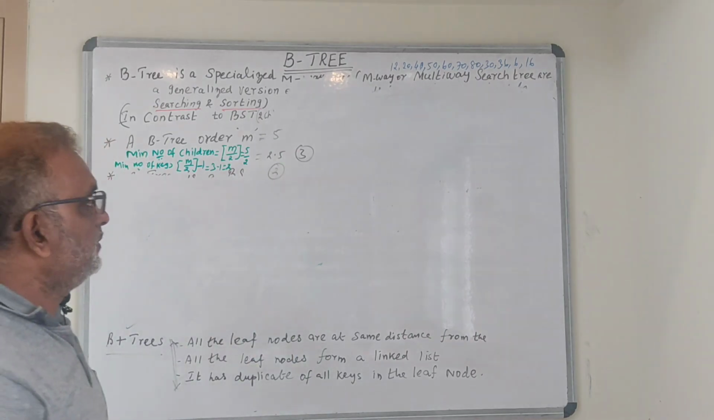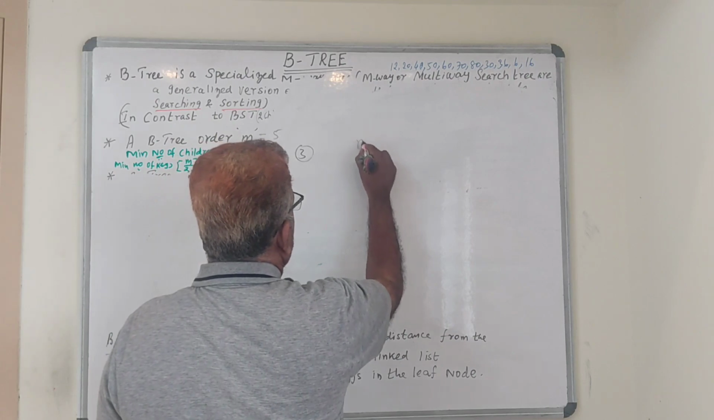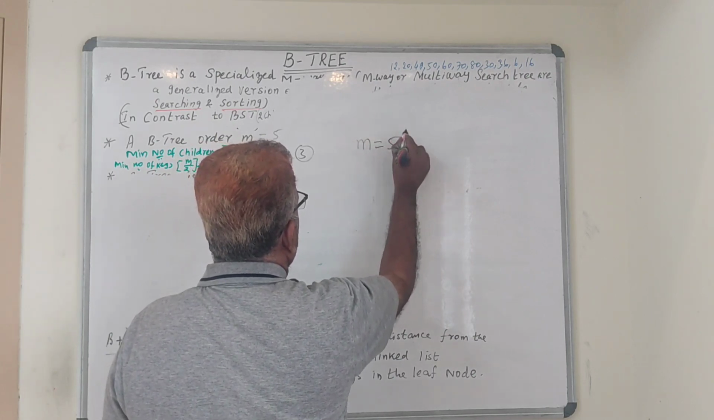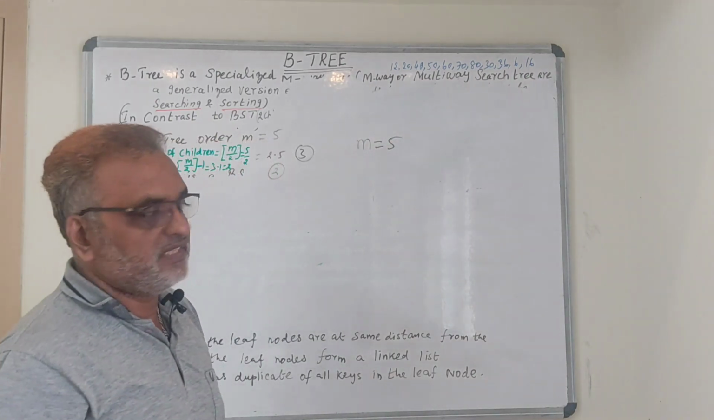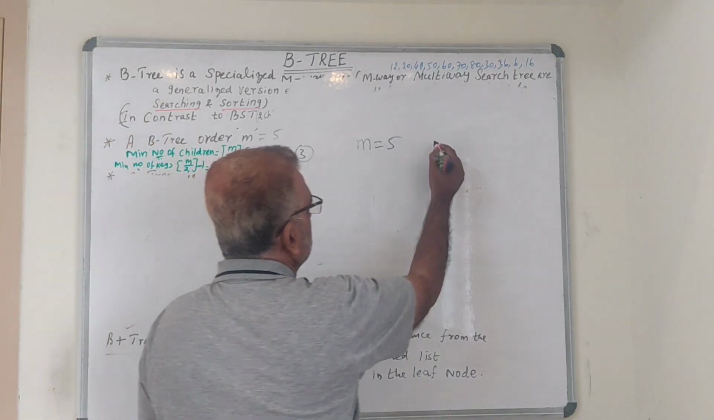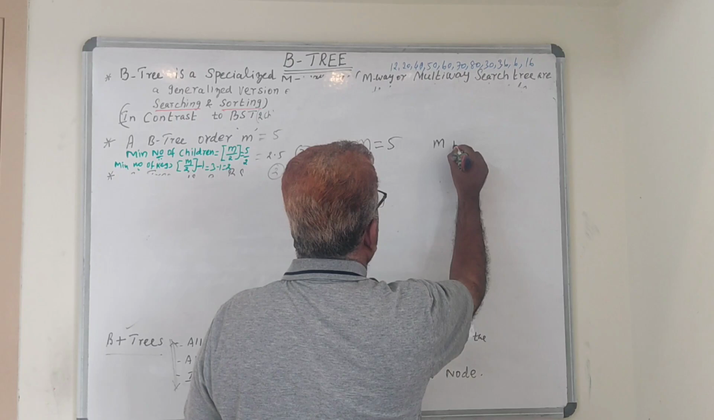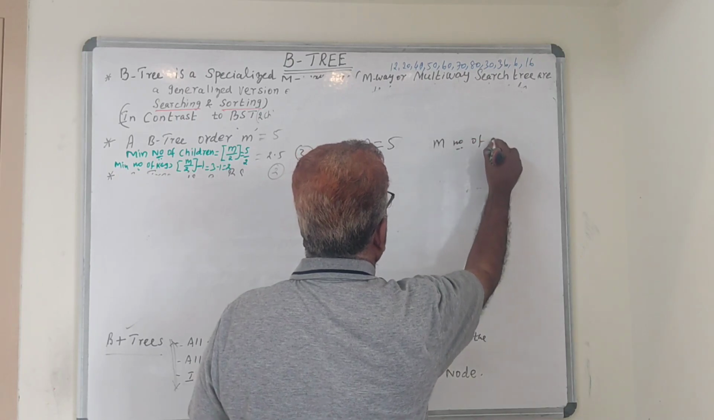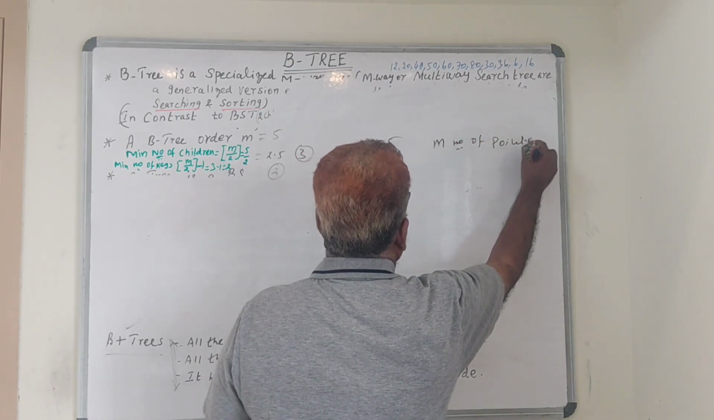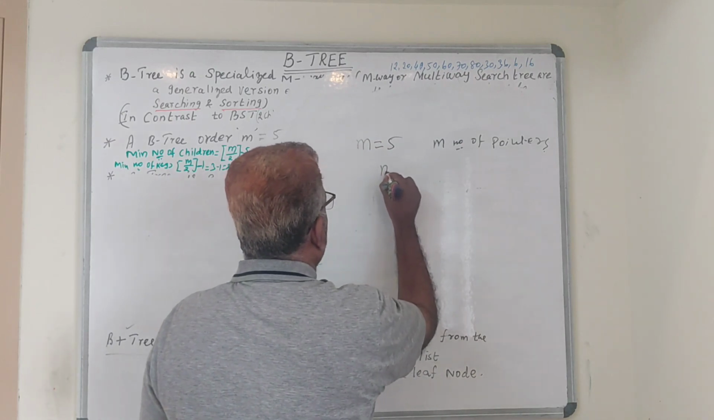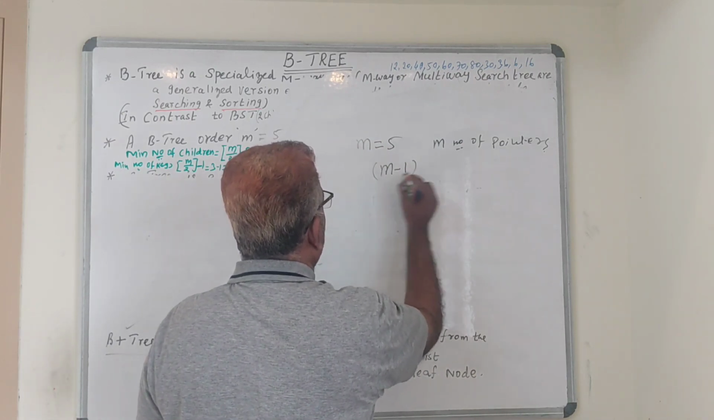This is the minimum. As for the maximum, m is the order of the B tree, m is equal to 5. That means you can have m pointers, and you can have m minus 1 keys.